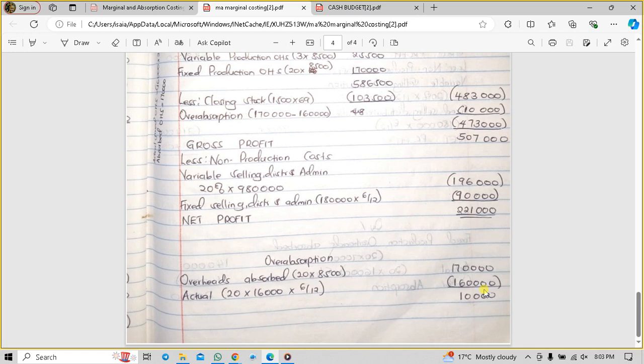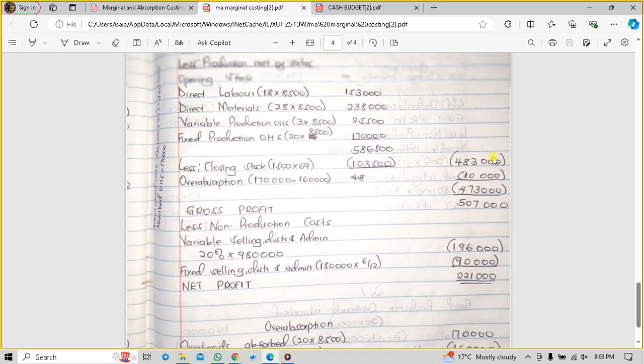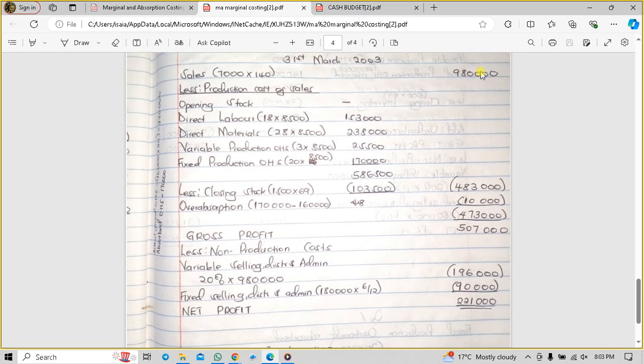So this 10,000, when there is an over absorption, we normally take that 10,000 and subtract from this 483,000. So minus 10,000 for us to have 473,000. And from there now we can take the sales, 980,000 minus 473,000 for us to have the gross profit as 507,000. So our gross profit in this case is 507,000.